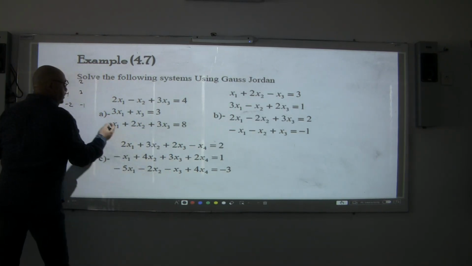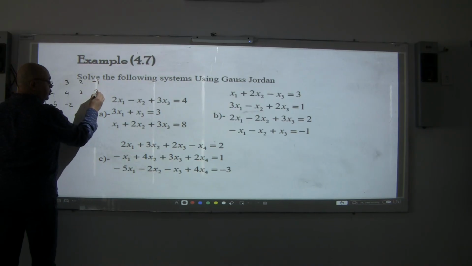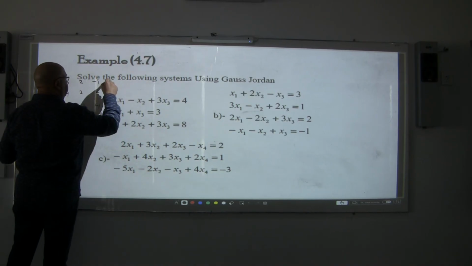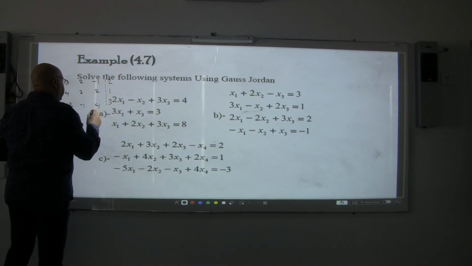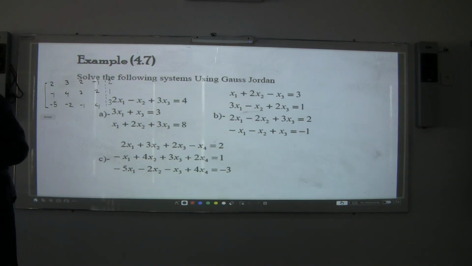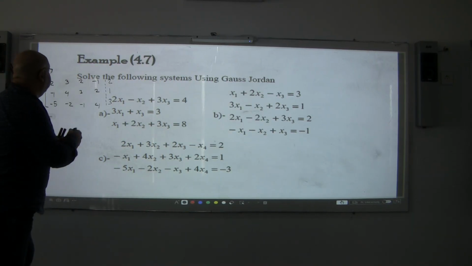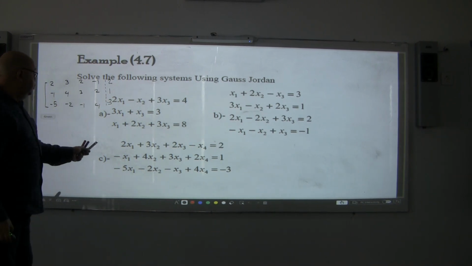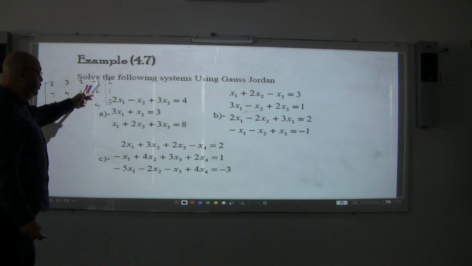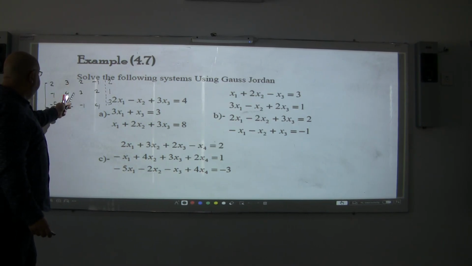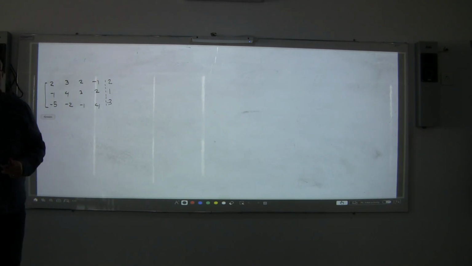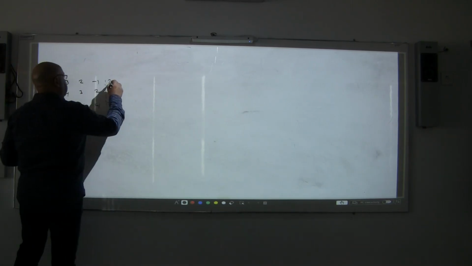And for those numbers we have negative 1, 2 and 4. And then this system is equal to 2, 1 and 3. Let's do it together. Negative 3, I'm sorry. 2, 3, 2, negative 1, 2. Negative 1, 4, 3, 2, and 1. Negative 5, negative 2, negative 1, and 4. Okay? Once more. Let's try to adjust this system.